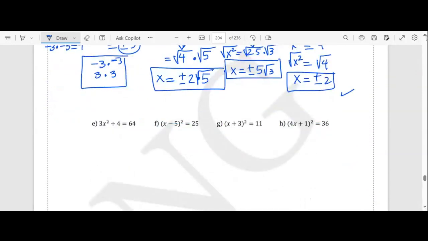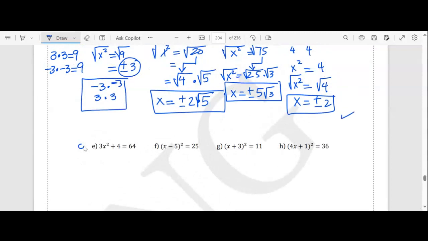Yalla, do the next one, please. Do classwork E, F, G, and H. Yalla, inside your notebook. Do it now.